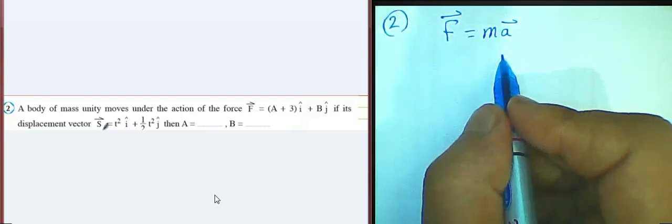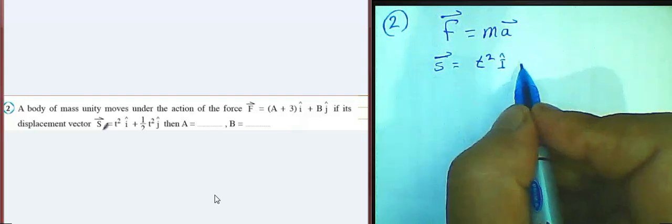Question number 2. A body of mass unity moves under the action of the force F equal a plus 3 in direction i plus b in direction j. If its displacement vector is equal t square in direction i plus half t square in direction j, then a equal and b equal. We know F equal force equal m multiply acceleration. So we want to find acceleration. We have here displacement. Displacement was t square in direction i plus half t square in direction j.